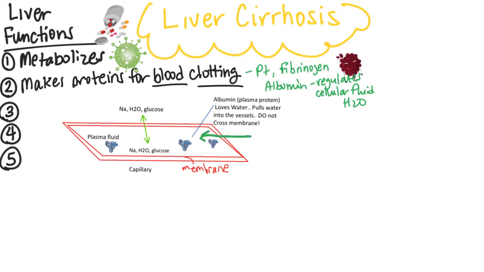So albumin is a plasma protein, it's a blood product, and it loves to be inside the vessels, and it also loves water. So it helps control the movement of water in and out of the vessels. But the actual albumin does not cross the capillary or the vessel membrane, but it does like to pull water in towards it, so inside the vascular space.